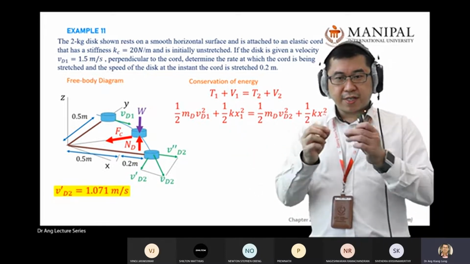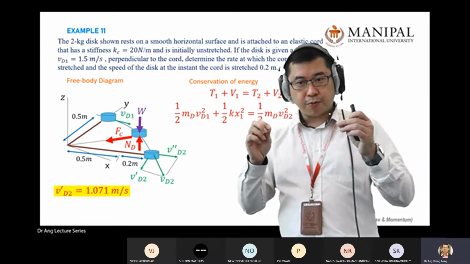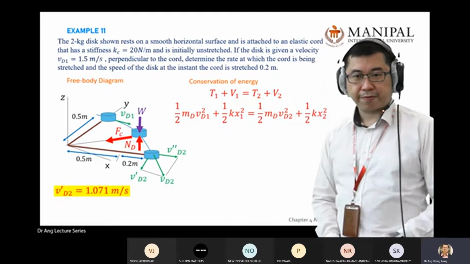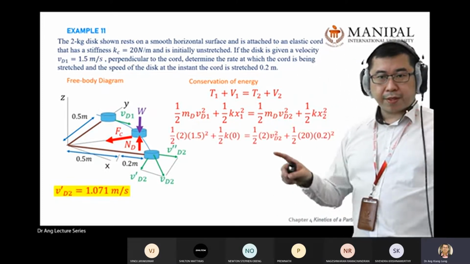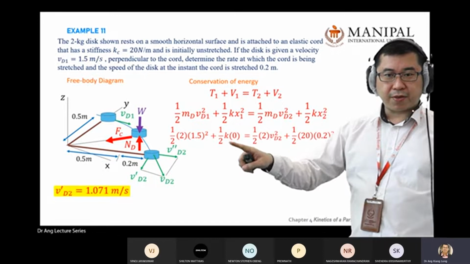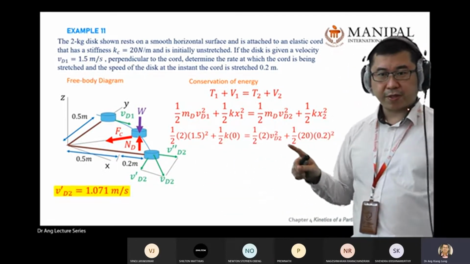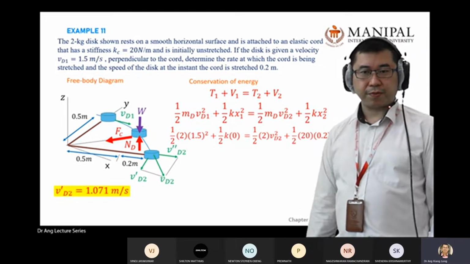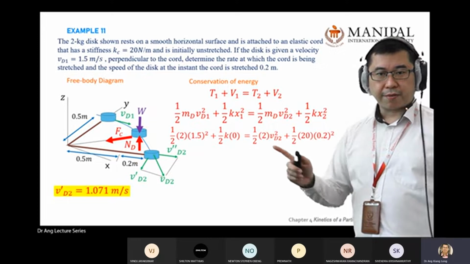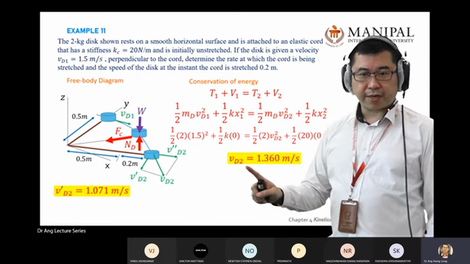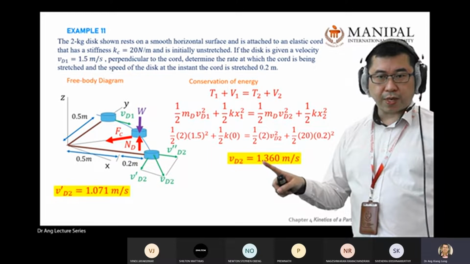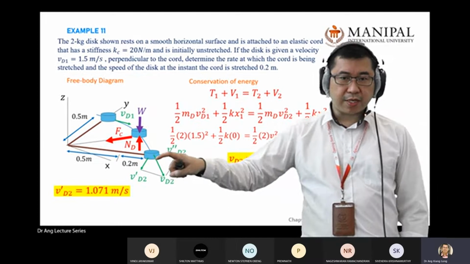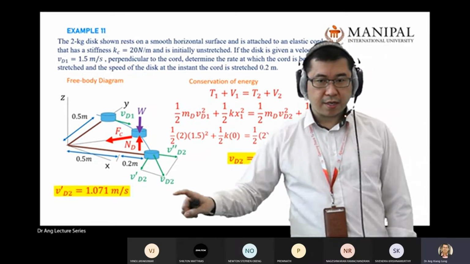Potential energy for the spring is how much you pull or compress. This is when you stretch the elastic material. Substitute all the values. Before, the spring is 0. The rest is substitution. You only have one unknown there, which is your vD2. Use your calculator and calculate. You find vD2 equal to 1.36 meter per second, which is the resultant of your vD2.